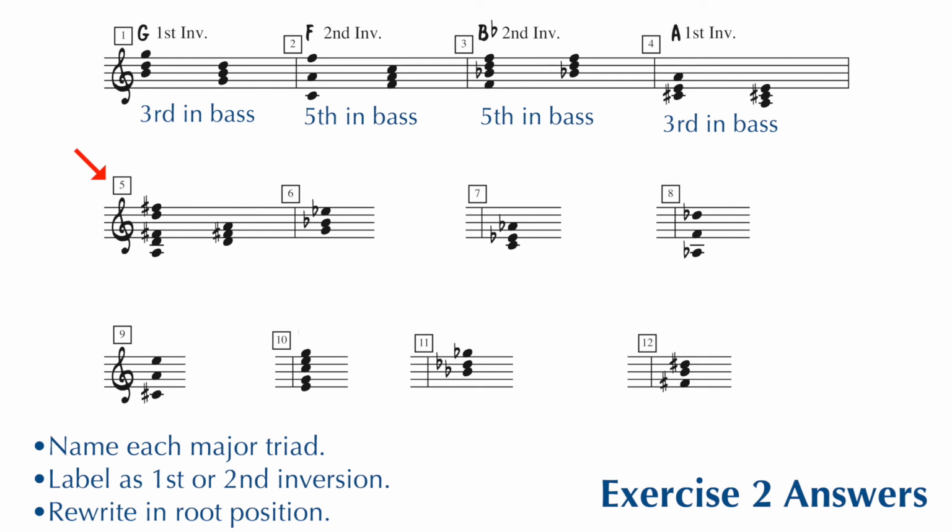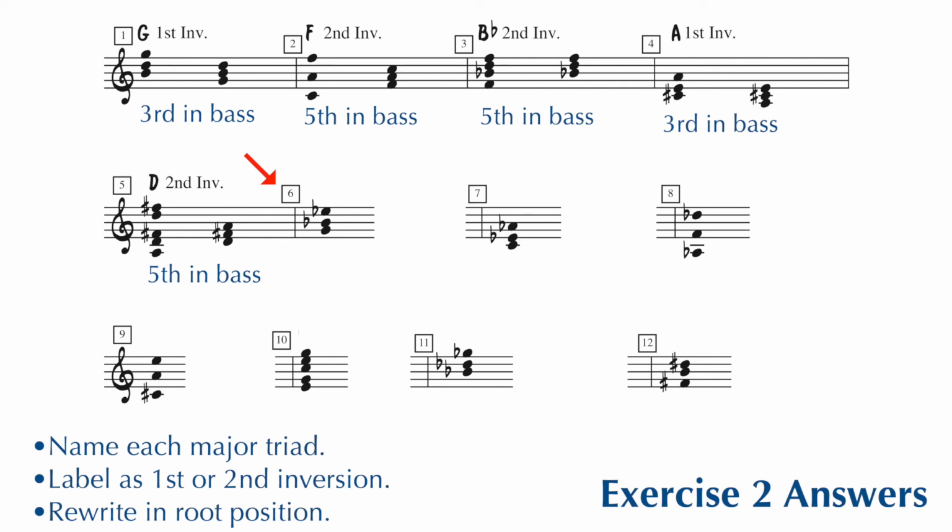From there, I can take the low A, raise it an octave, and now we have a D, F sharp, and an A stacked nice and neatly on top of each other. This is a D major chord. Originally, it's in second inversion because the fifth of the chord, the A, appears at the bottom of the chord.